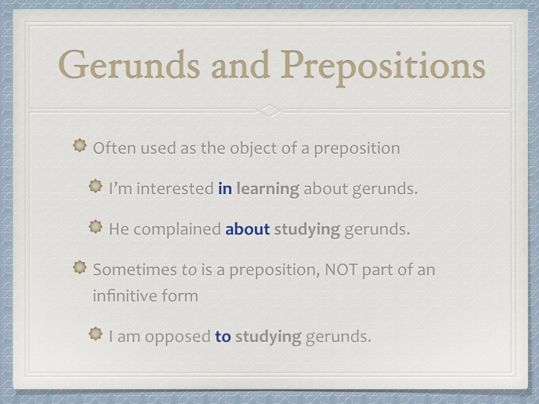For example, I am opposed to studying gerunds. In this case, to is a preposition that follows the verb oppose, so I don't want to say I'm opposed to study gerunds. That would be incorrect.